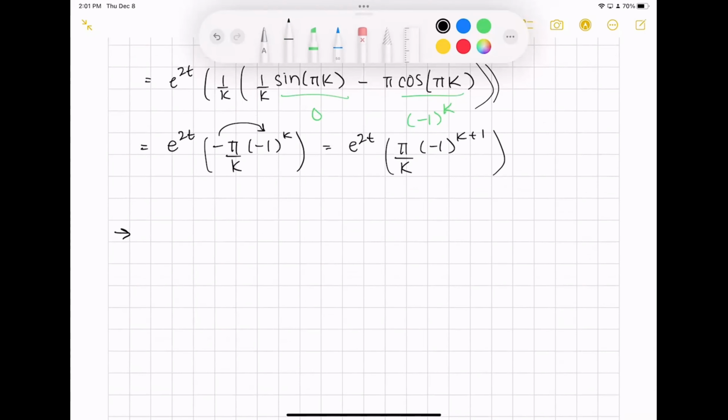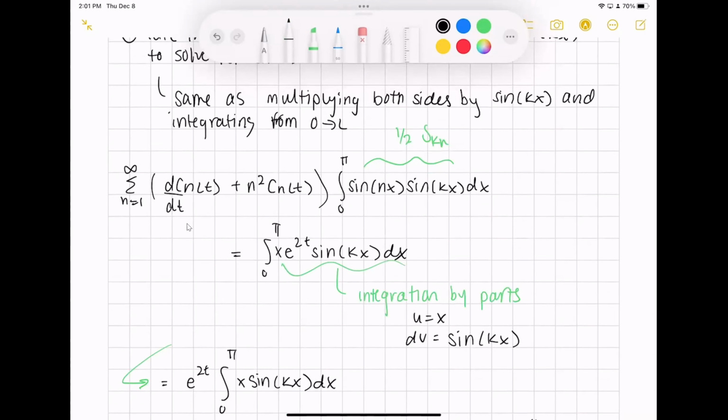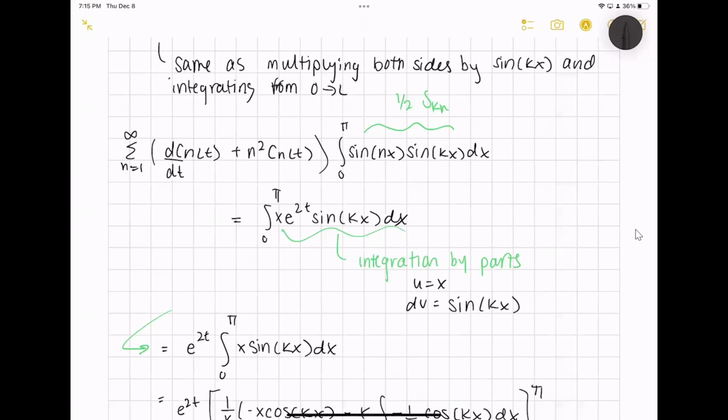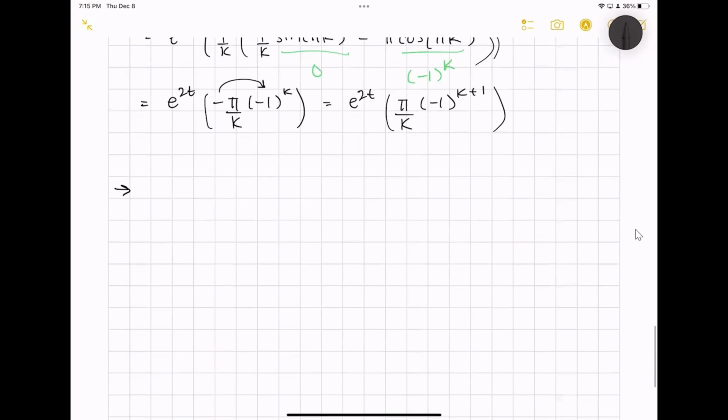So coming back to our expression here. Remember, we were up here with the integrals on both sides. We multiplied it by sine kx, and we have that L over 2 Dirac delta. So coming down, we have L over 2, which would be pi over 2, times dc k over dt plus k squared c k of t equal to the function we just found. So e to the 2t.